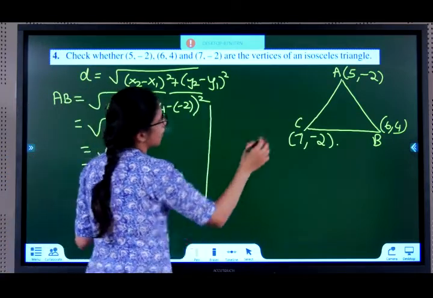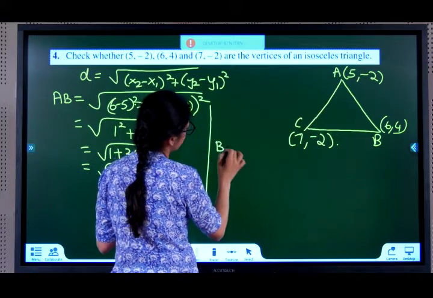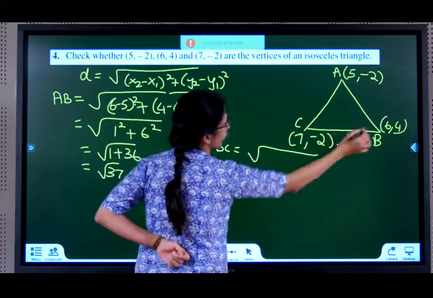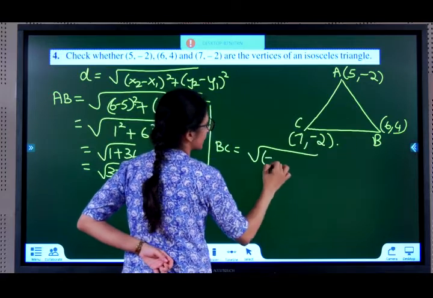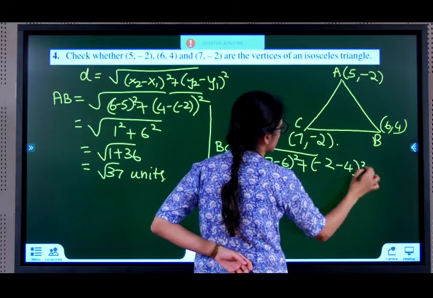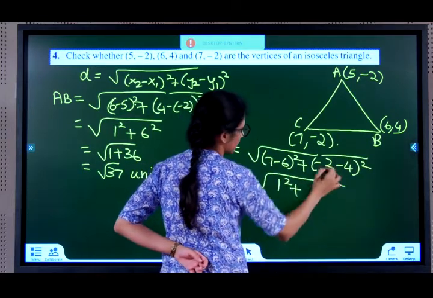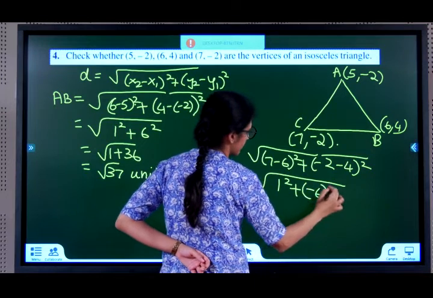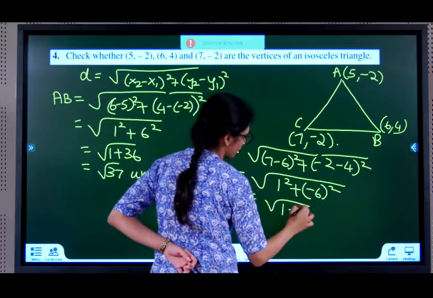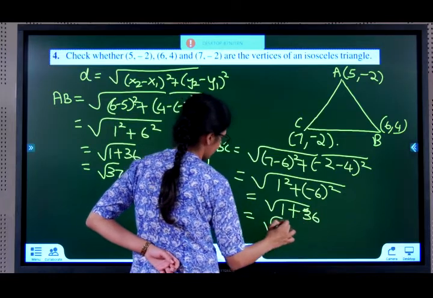Next, we will go for BC. x2, y2, x1, y1. (7 minus 6) the whole square plus (-2 minus 4) the whole square. 7 minus 6, 1 square. -2 minus 4, minus 6 square. 1 square is 1, 6 square is 36. Root 37 units.